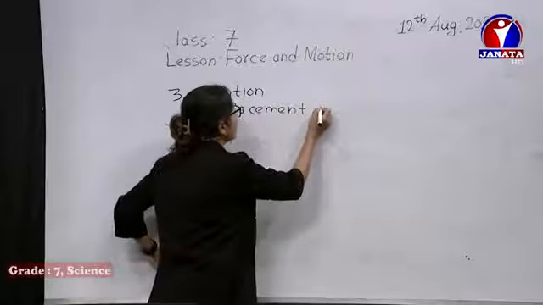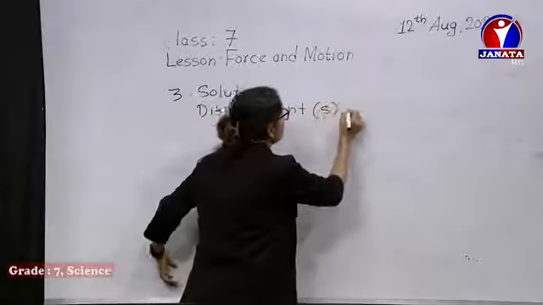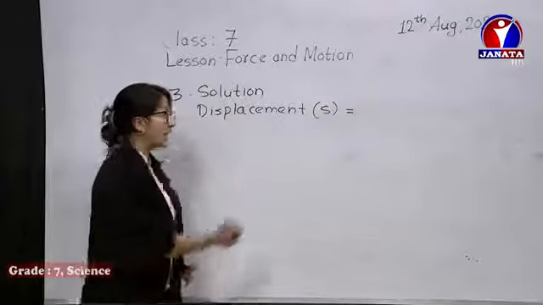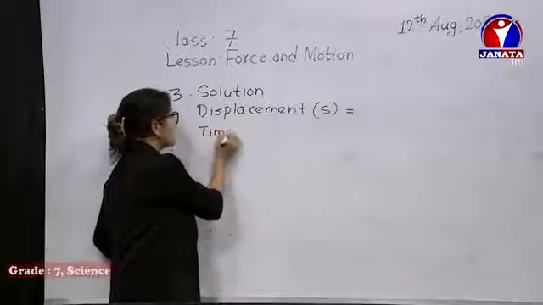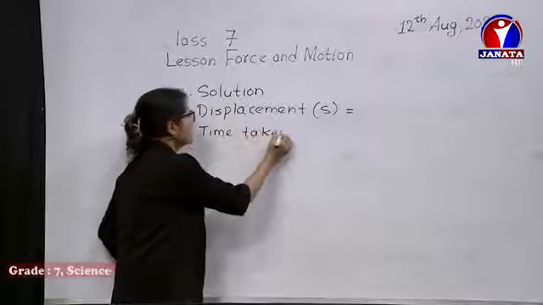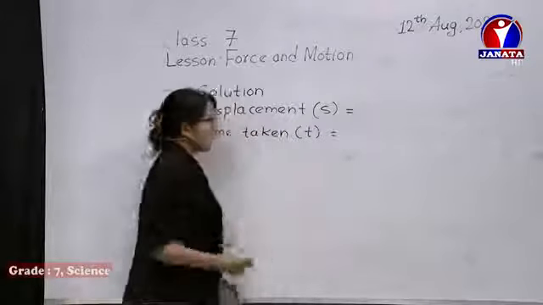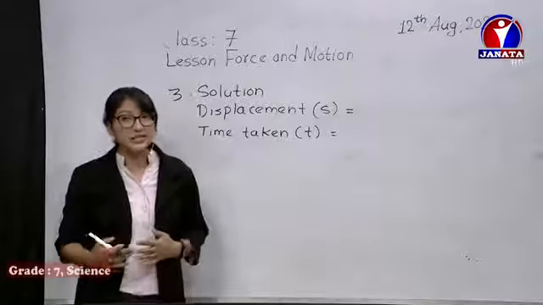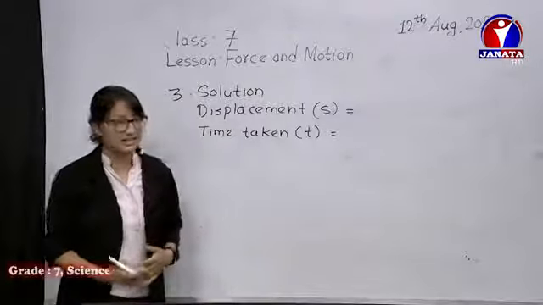We're going to calculate average velocity. So the first displacement it has covered is 15 meter, and I'll just write here the time taken as well. So time taken, T. What the question says is a bicycle covers a distance of 15 meter in 5 seconds.